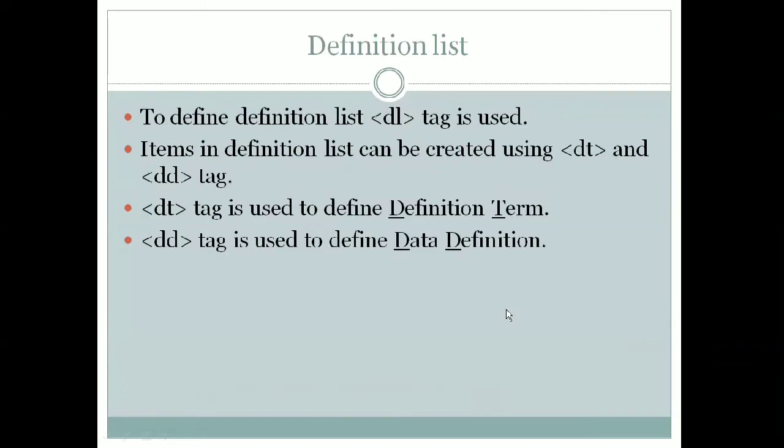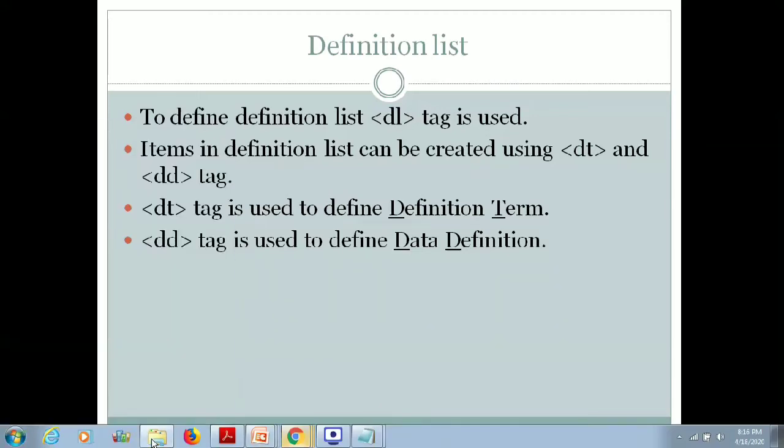Then the third one is definition list. Definition list starts with the DL tag. The items over here can be created using DT and DD. DT specifies the term, and second, DD is going to give the actual definition. So we have an example over here also.